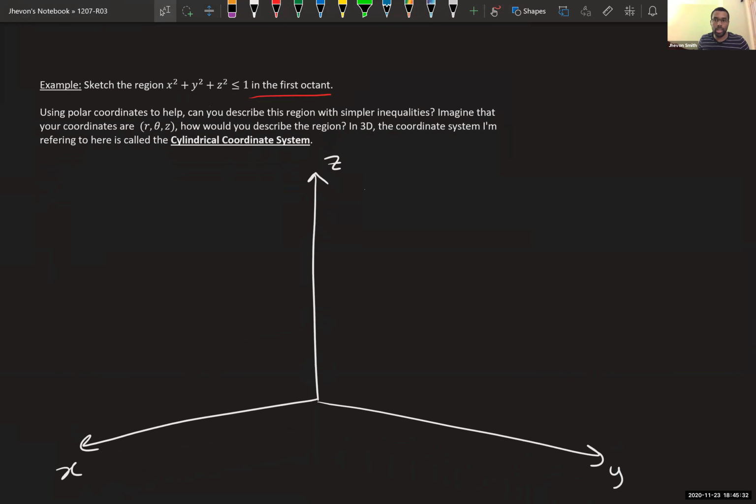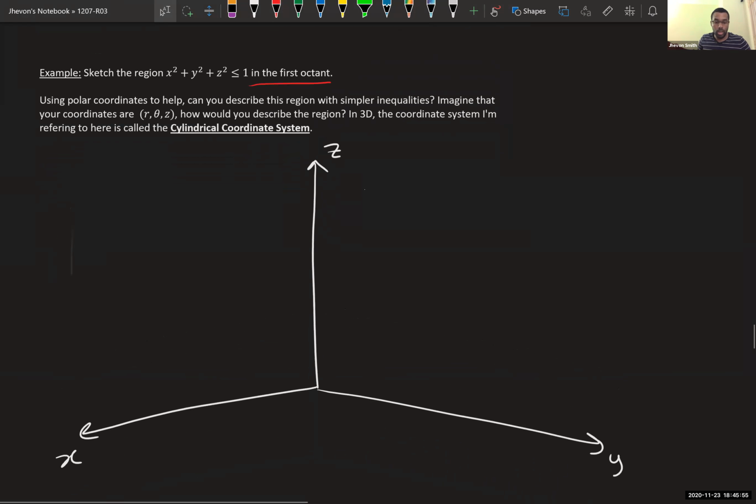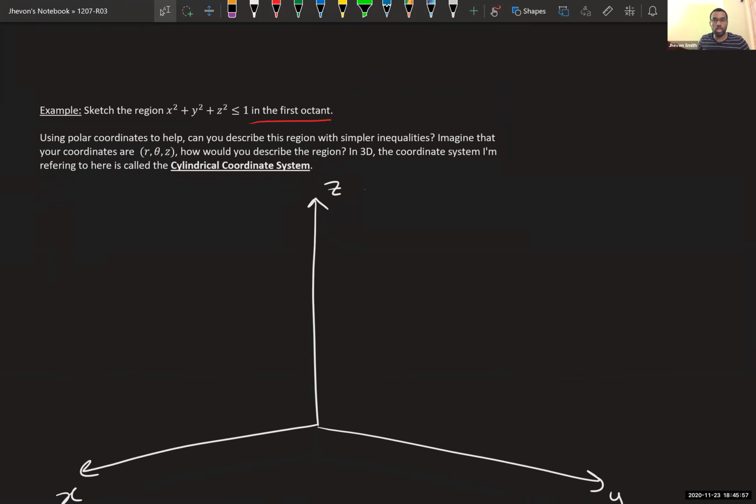First you sketch the equality, right? That's how you did it in 2D. So if I were to sketch x squared plus y squared plus z squared equals 1, what would that be? That's a sphere. Now, I don't want the whole sphere. I only want the part of the sphere in the first octant.